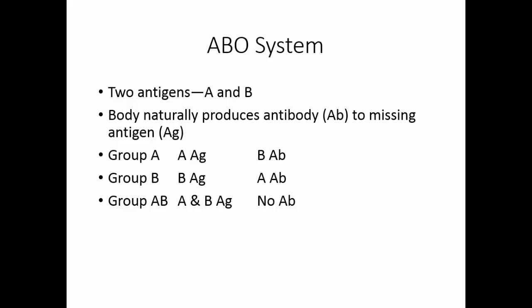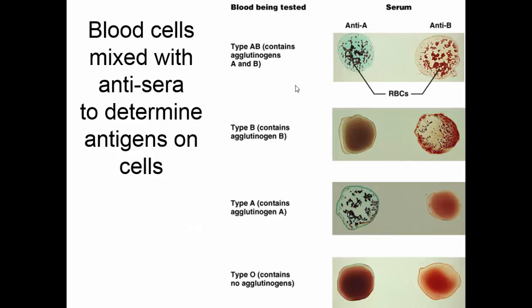Someone who is group AB has both A and B antigens on the surface of their red blood cells and therefore will produce no antibodies. And someone who is group O has no antigens, that O is really a 0, and they will produce both anti-A and anti-B. The interaction between the red cells and the antibodies causes clumping of the blood cells, or agglutination.